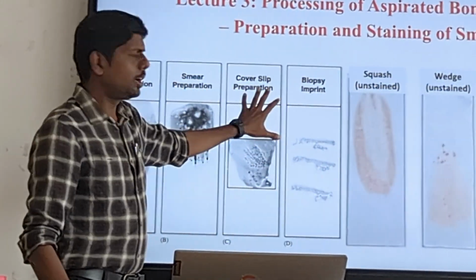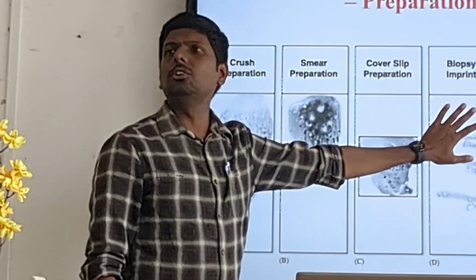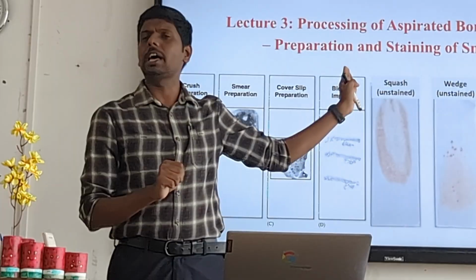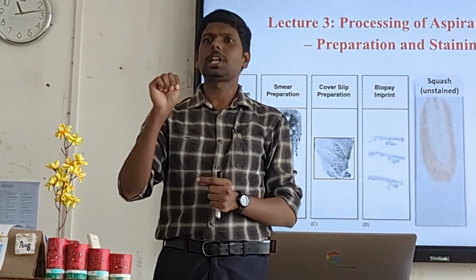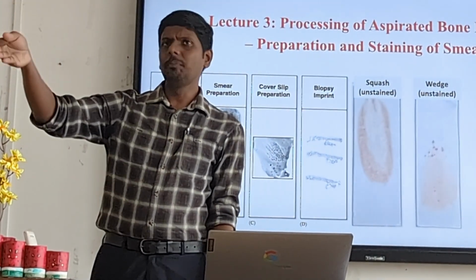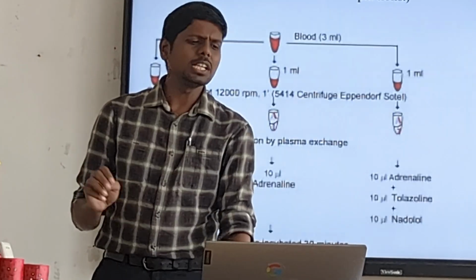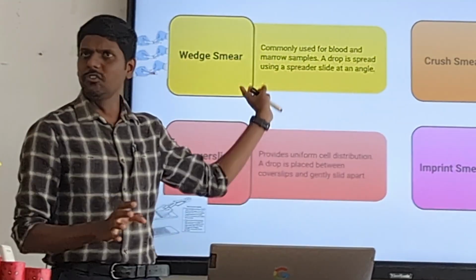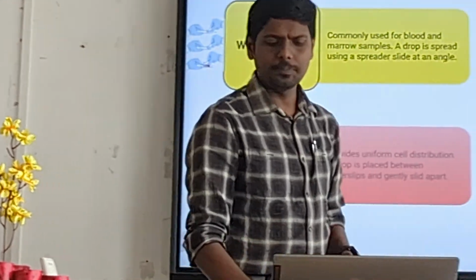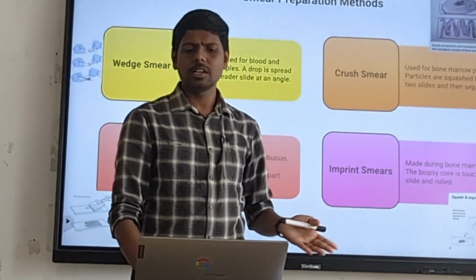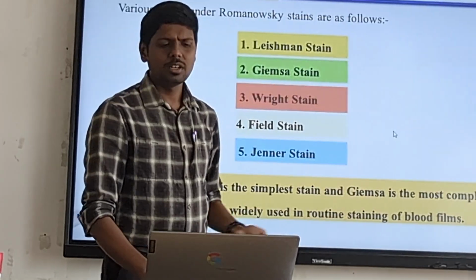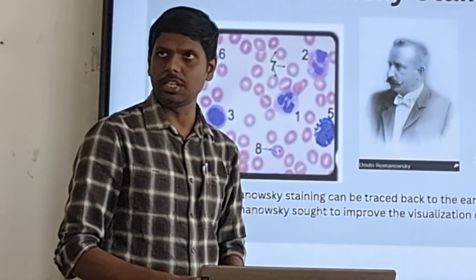In case of aspirate, we are hardly doing anything other than smear preparation. There are 4 types of smear preparation in aspirate processing. What are the 4 techniques? Sledge, cover slip, imprint, and crush smear. That is what we emphasized. These 4 things we covered in the aspirate preparation. Then we also discussed adequacy of the sample. Then we discussed the basic staining, that is H and E staining.